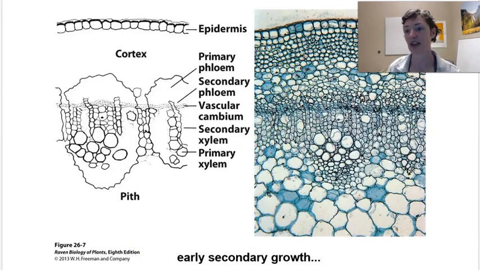So this is what that would look like if we were to have an up-close version of our secondary stem here. We're in early secondary growth. We've just started making our secondary tissues. So this right here is the vascular cambium, and it's all labeled in this nice diagram on the left. Below that, just below it, we would have our secondary xylem. These pockets right here represent our primary xylem. You can see it being pushed away toward the center. And then up here, we would have secondary phloem.